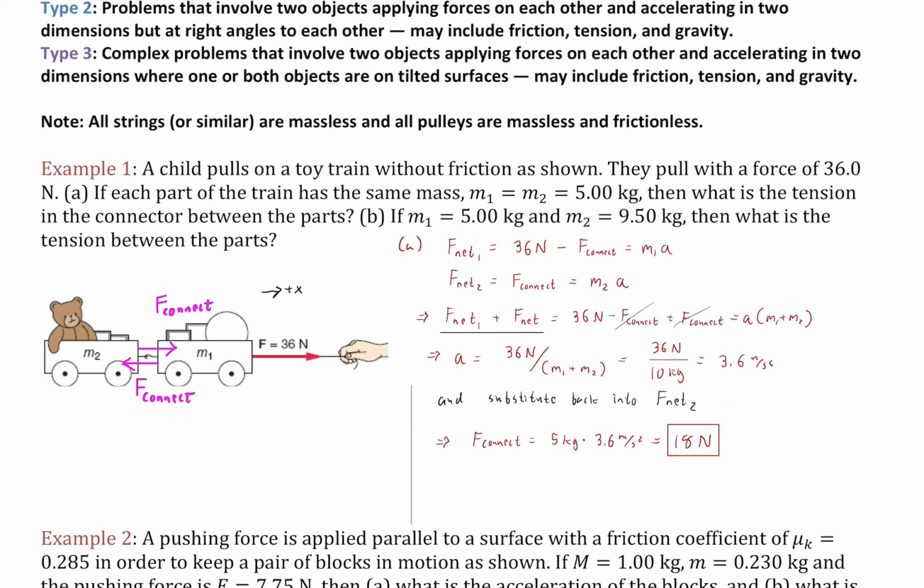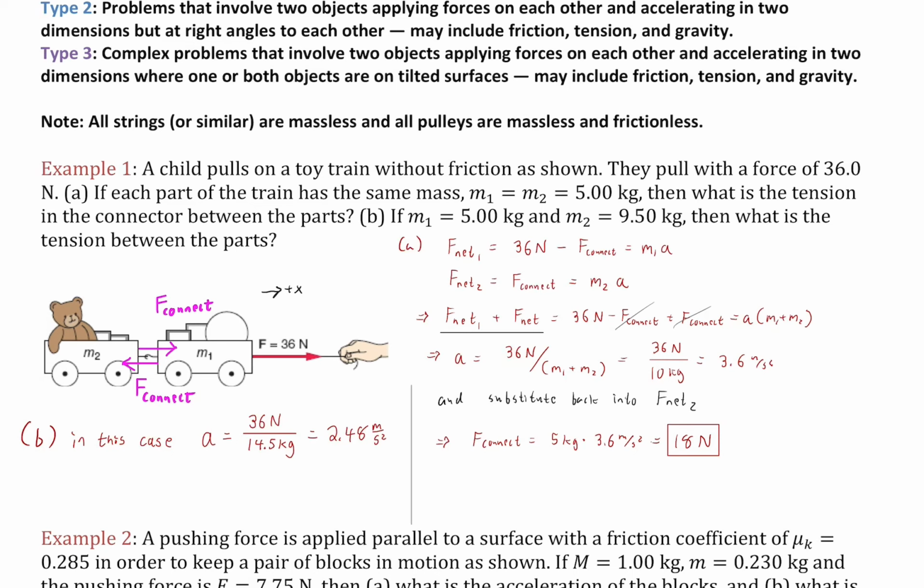What does that mean? Well, that means that half of the force that is applied is a tension between the two of them. Essentially half the force is pulling the back one, and the other half of the external force is pulling the front, and they're both accelerating at the same rate. That makes sense because they're equal mass. But what if they're not equal mass?